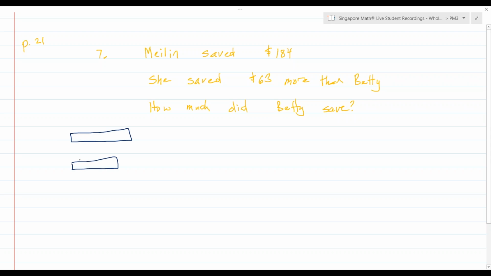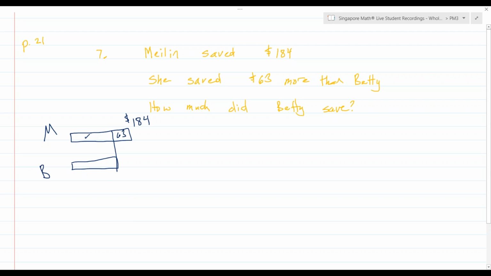What are they telling us on this? This is Maylin. This is Betty. Maylin saved $184. That's the total amount she saved. But then I'm told that she saved $63 more than Betty. So what that means is the more part is the 63 part. And the question is, how much did Betty save?